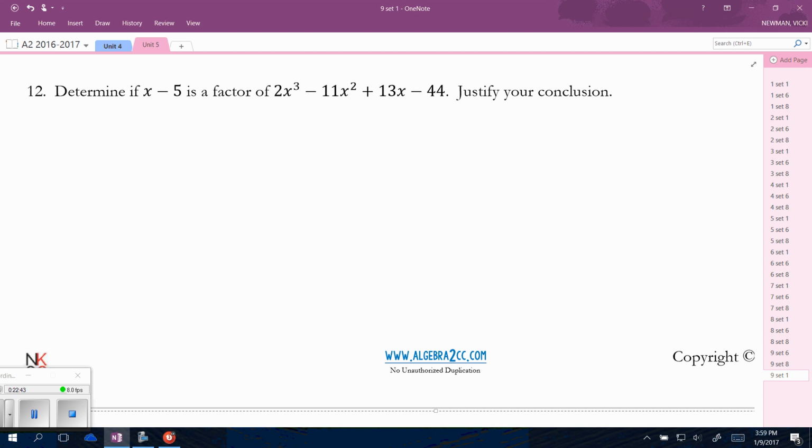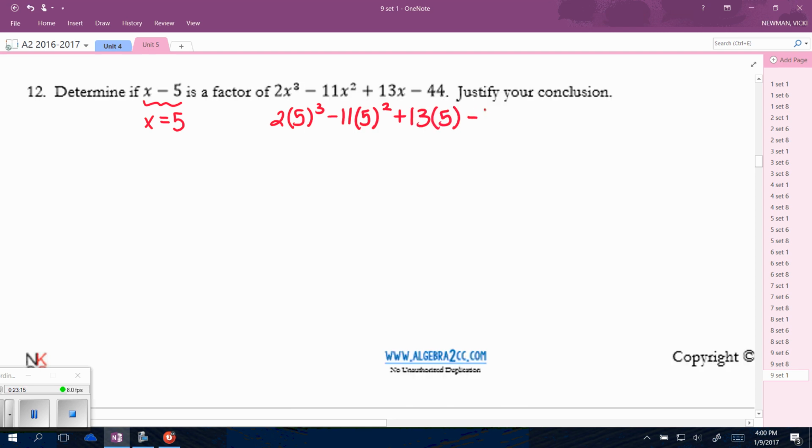So we learned something called the remainder theorem. And the remainder theorem says that if you have a remainder when you do long division, then you can find that remainder by plugging in the root. The root for the factor x minus 5 is x equals 5. And then if you plug in 5 for x here, the value that comes out is the remainder. So if you get a number other than 0, then x minus 5 is not a factor. But if you get 0, then yes, it would be a factor. So we need our calculator.